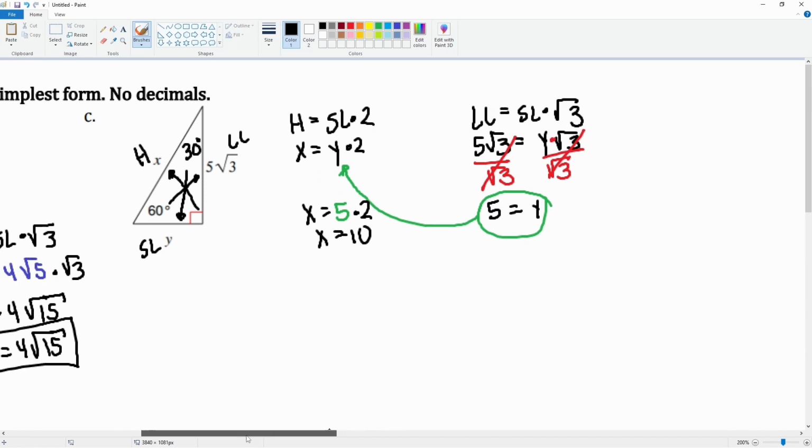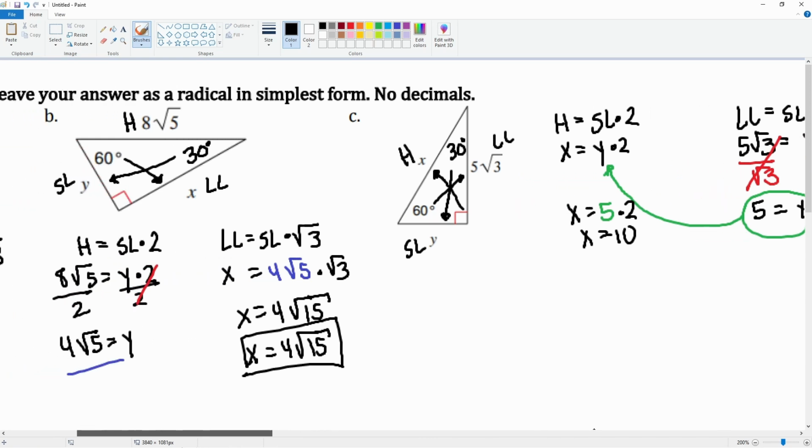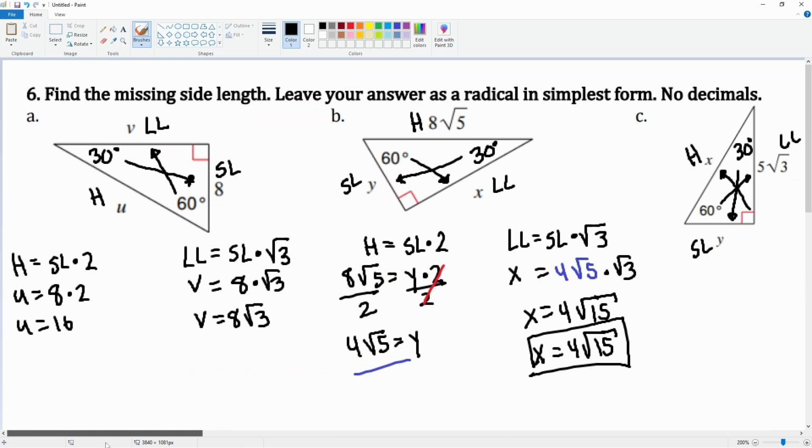So there you go. You want to make sure you write both equations and then find the smallest side first and then solve for your missing sides of the 30, 60, 90 triangle.